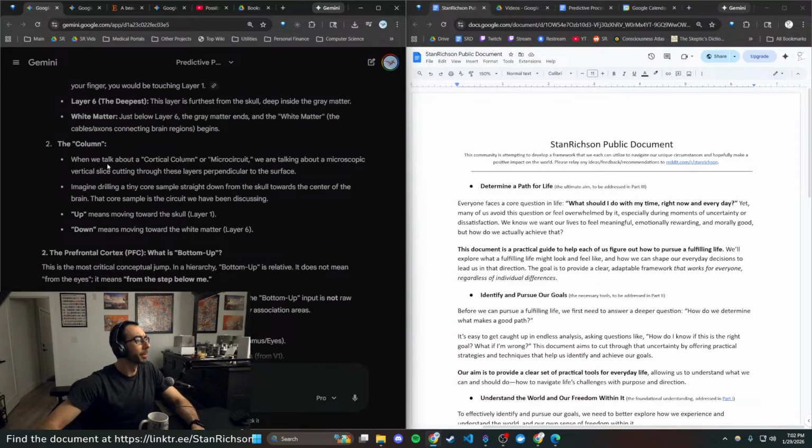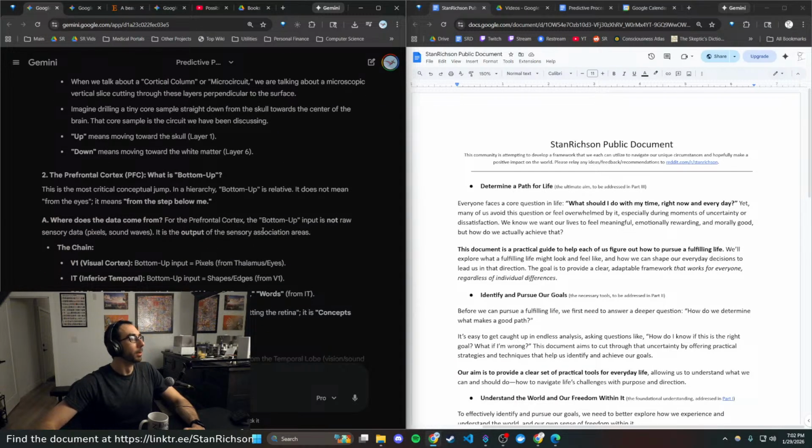When we talk about a cortical column or microcircuit, we are talking about a microscopic vertical slice cutting through these layers, perpendicular to the surface. Imagine drilling a tiny core sample straight down from the skull towards the center of the brain. That core sample is the circuit we have been discussing.